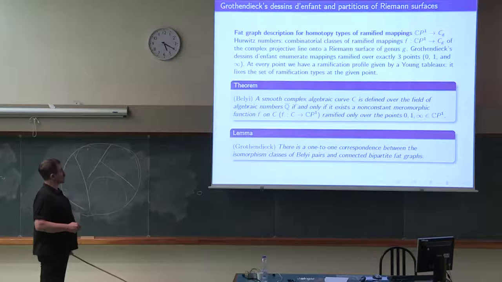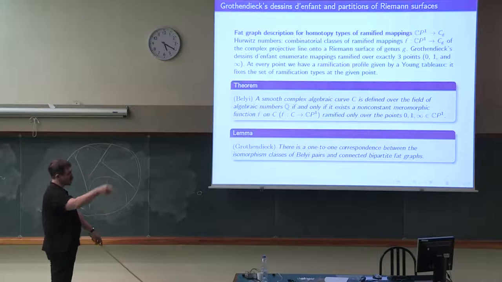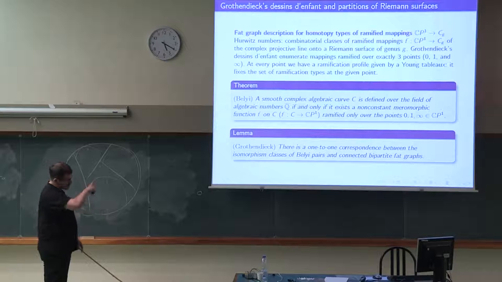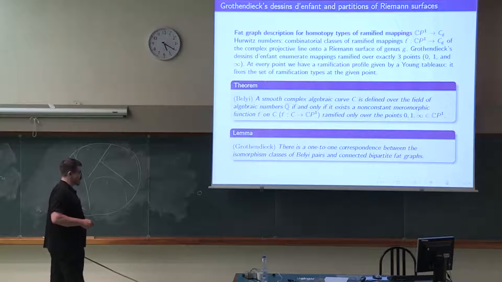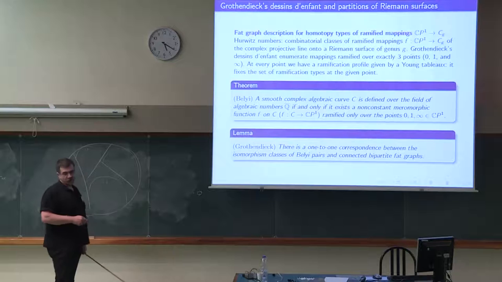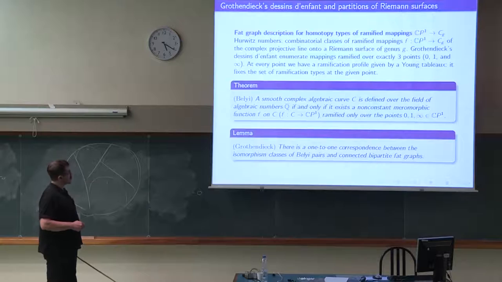So, this profile fixes the set of ramification types at the given point, but then we can consider all possible continuations of this ramification to other points. So we can obtain quite an involved combinatorial picture, and we want to count all homotopically non-trivial and non-related types of these ramifications.